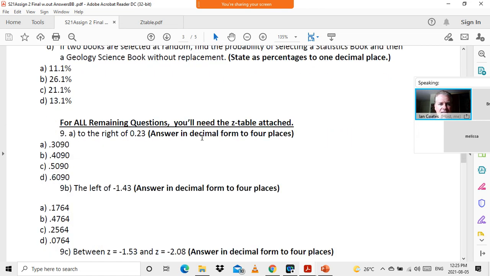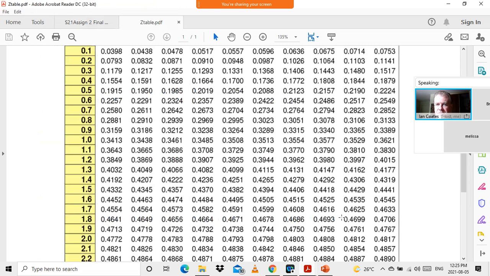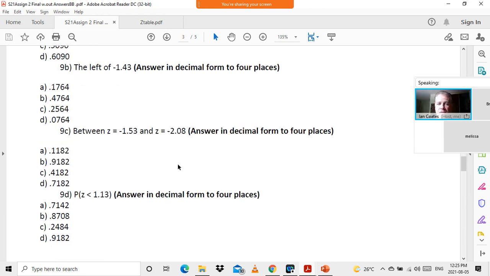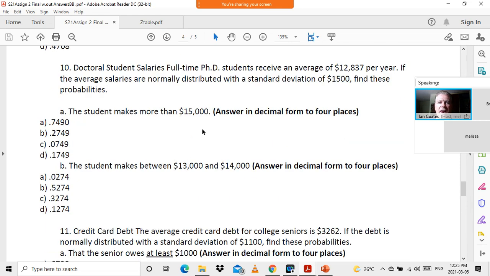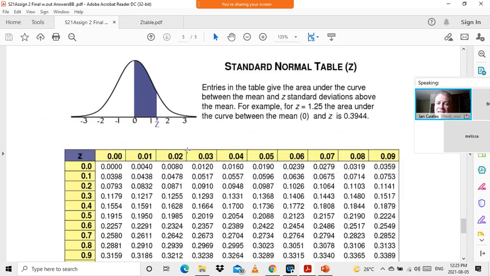B, C, D. For all remaining questions, you'll need a Z table. So that table there, this one here. And so to the right of 0.23, to the left of negative 1.43. Same stuff we've just done. And then we've got some real life questions like we did at the end of today's PowerPoint. And that's it right there.